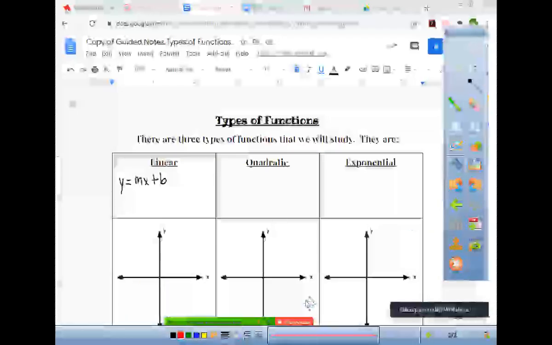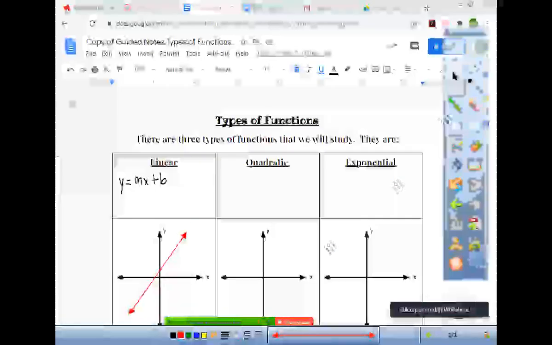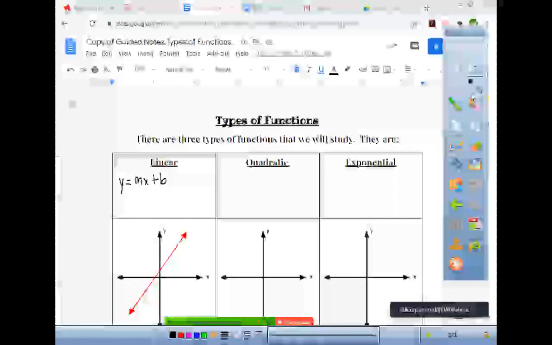Let's try that again with some arrows. There we go. Some type of slanted line is what a linear function is going to look like when you graph it. Linear has the word line in it. L-I-N-E. Linear, line.